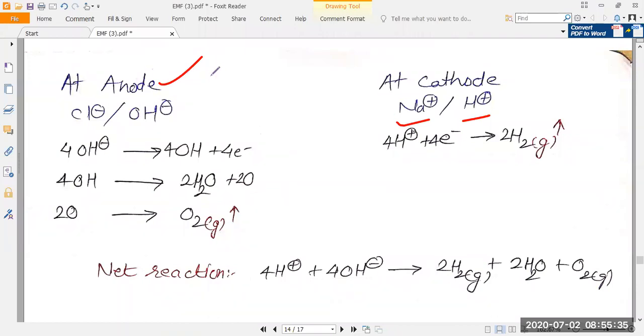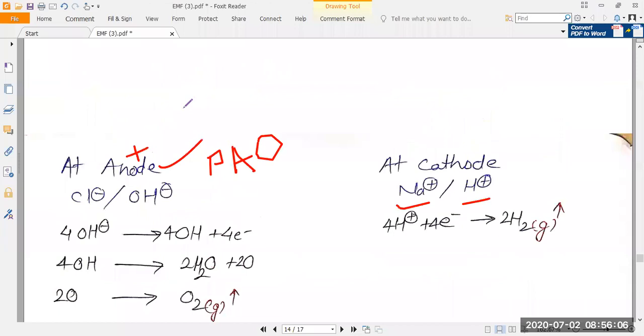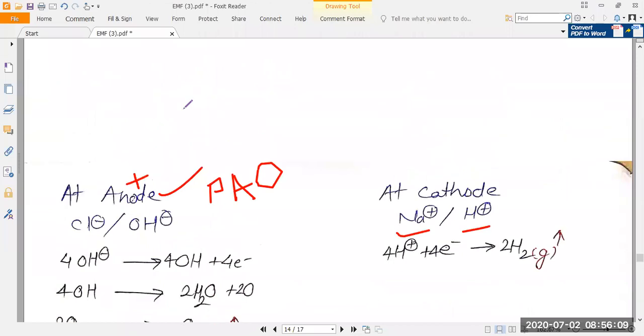Which will oxidize? PAO: positive anode oxidation. The anode is positively charged, and oxidation occurs at the anode side. So for oxidation we have to find the oxidation potential of both. Here the situation is totally different. How is the situation totally different when we compare Cl negative and OH negative?